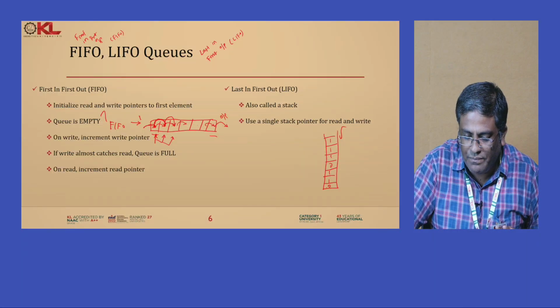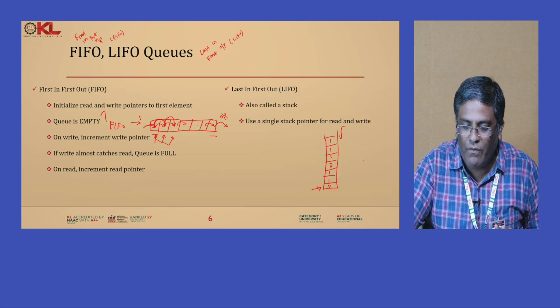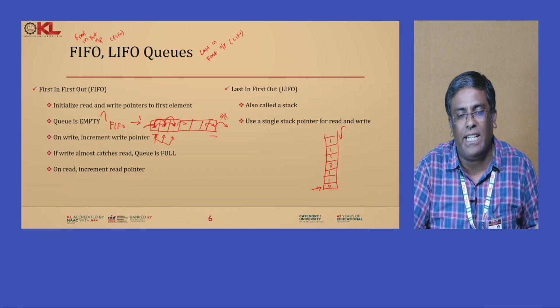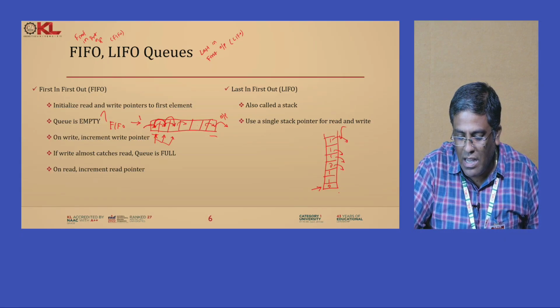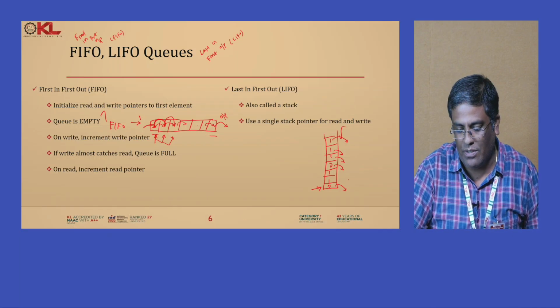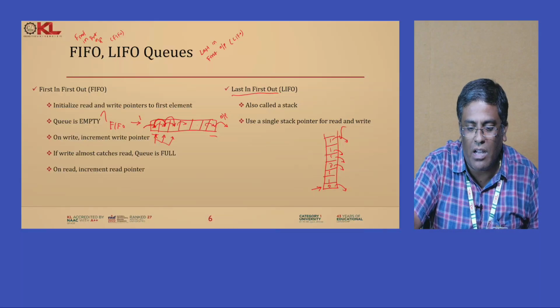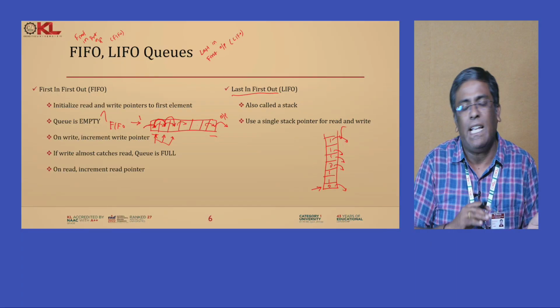So if you want to read this 0, it will come out last, because whatever is written last is taken as output first. If you want to take out this, first this has to come out, then this, then this, and finally we get the last one that was fed into your stack. That is the reason why we call it last in first out. So it can opt for the queue approach as well as the stack approach.